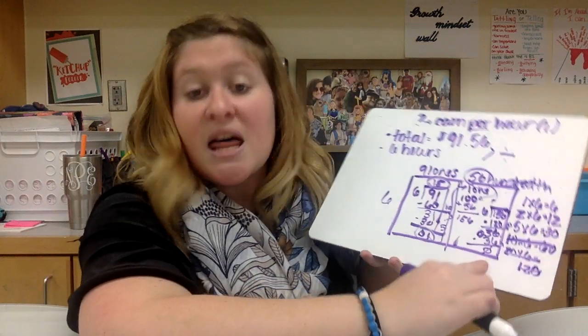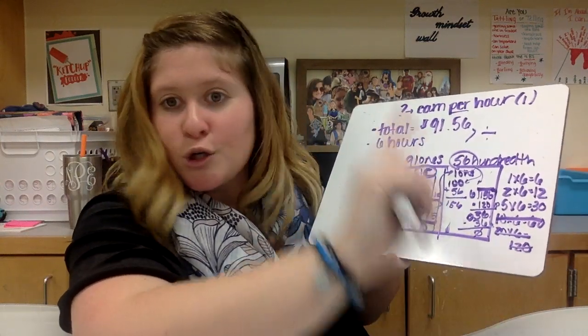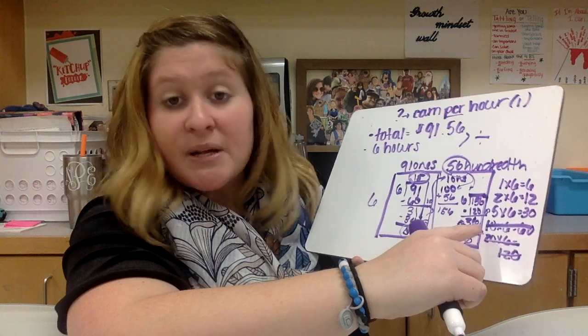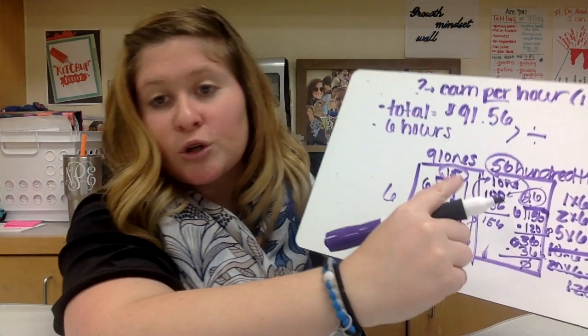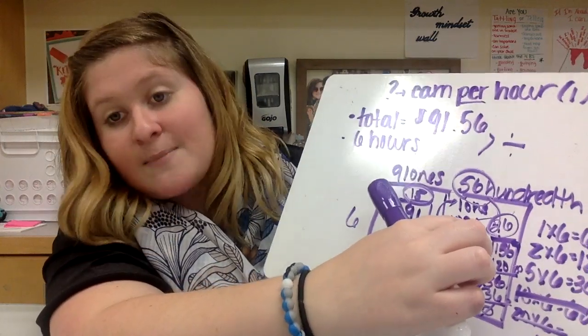So that leaves me with nothing. I've gotten through all of it. That's how you know you're doing it right. 20 plus 6 is 26. And I've circled it over here in my work as my answer.